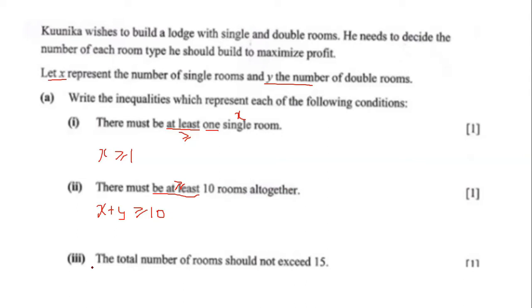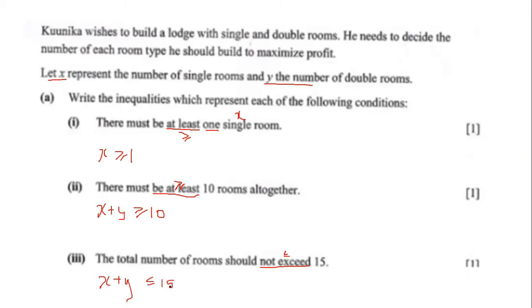Go to question 3. The total number of rooms should not exceed 15. So remember, these are the words "should not exceed", so definitely we know it is less than or equal to 15. Here we are saying the total number, which is X, the single rooms, plus Y, the double rooms, should be less than or equal to 15. So you find your 15 like that.